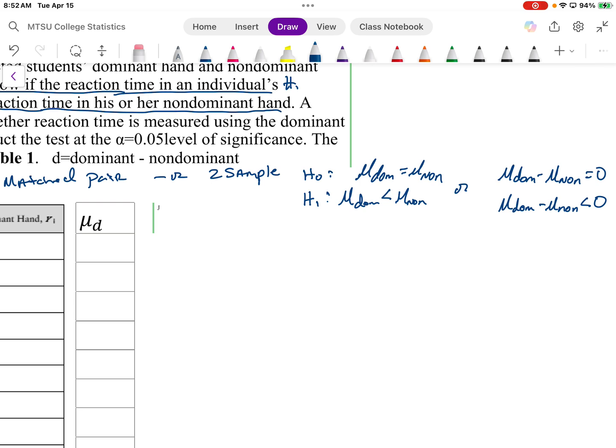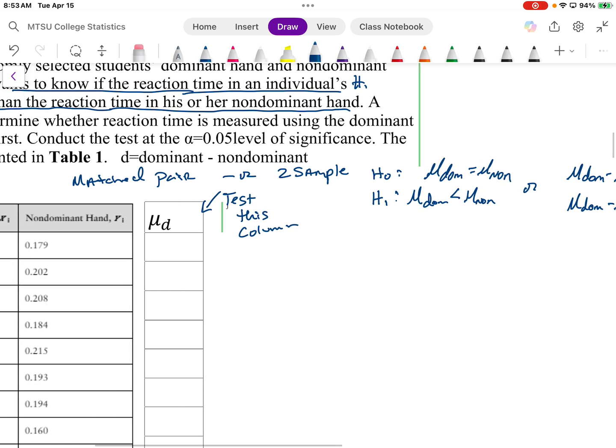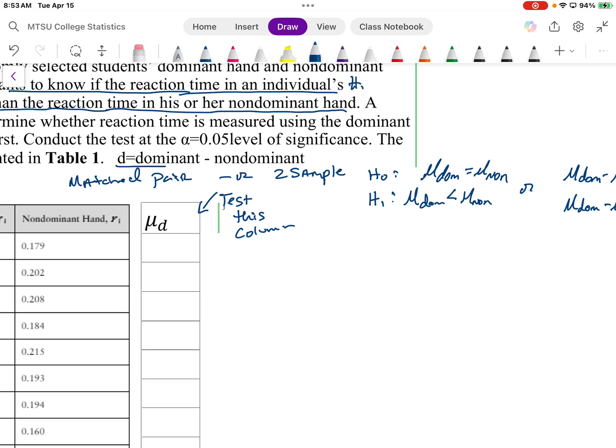Now, when we go to type it in the calculator, I'm going to write down some numbers real quickly. I have that column already done for you, but I can show you how to do it from scratch. We only want to run our test on this last column. So here I have it stated up above. We're trying to do our test based on mu d, where d is equal to the difference between dominant and non-dominant.